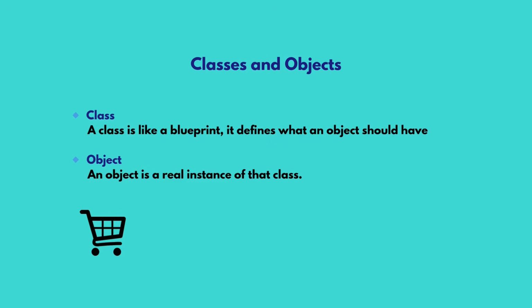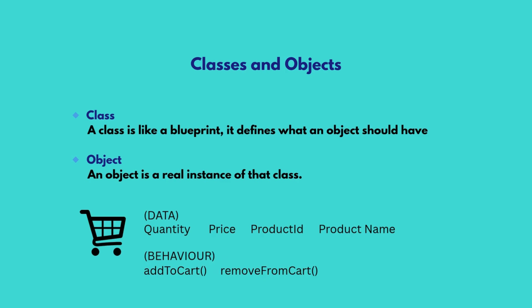Okay, so what will I add inside the cart class? I'll be adding the quantity, the price, and the product ID, product name. Okay, so these things I need inside my cart. So these are the data of the class, and then inside cart I will have the behavior as well, like add to cart, remove from cart. Okay, so these are the behaviors of any class. So in object-oriented programming, the object is just the real world entity, and the class is its blueprint, which I am writing on paper.